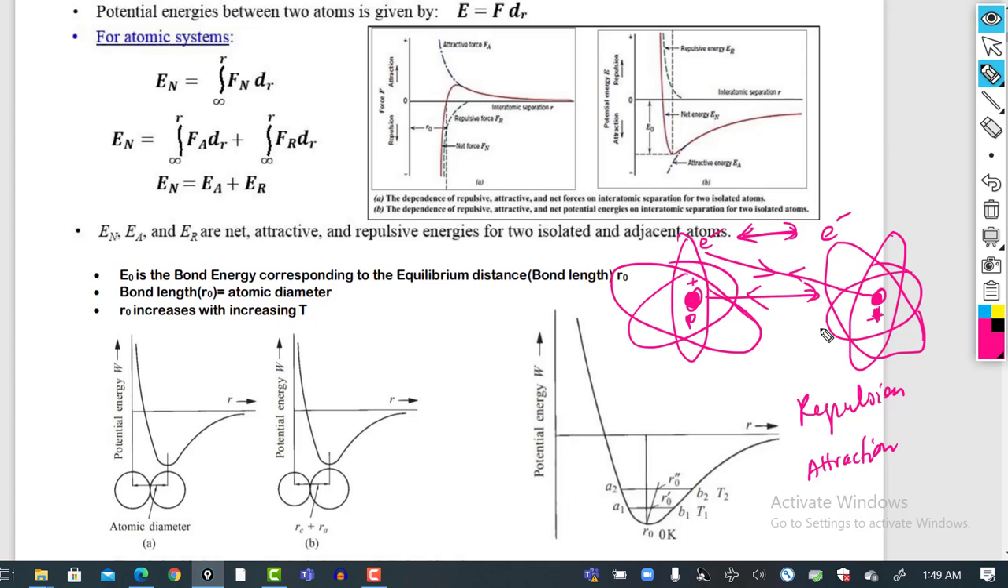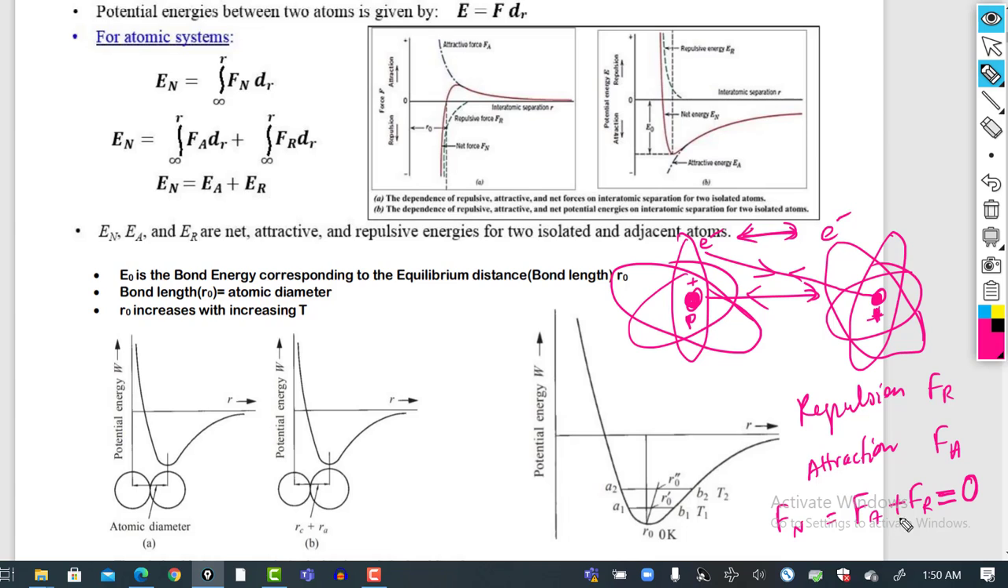And the point where F net, suppose the repulsive force is Fr and the attractive force is Fa. The net force means the algebraic sum, that is Fa plus Fr. The point where Fa plus Fr is 0, that is, where the net force Fn is 0, that point is known as equilibrium, and the energy between them at that moment is called the bond energy, and this situation is a bonding situation. So basically we have Fa and Fr, and F net is the algebraic sum of both of them, that is Fa plus Fr.